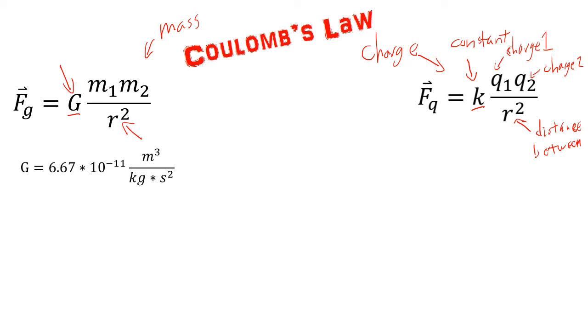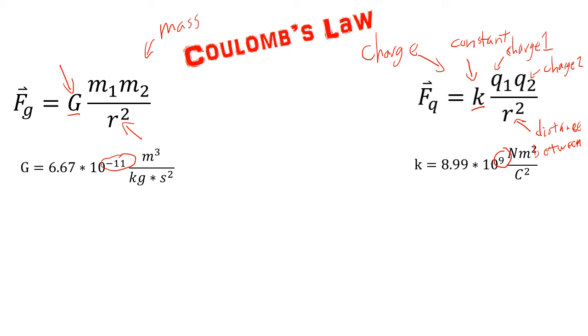So G is 6.67 times 10 to the negative 11th. That's pretty small, but again, remember that the amount of charge in each one is pretty small too, but we're just talking about the force itself here, so 10 to the minus 11. All right, now what's K? K is going to be 8.99 times 10 to the 9th. Well, it's a lot bigger, a lot bigger.